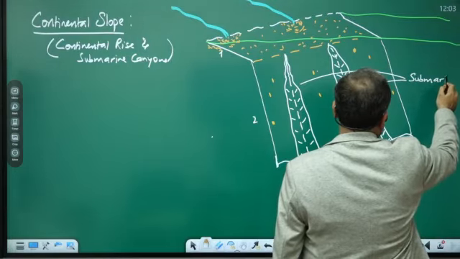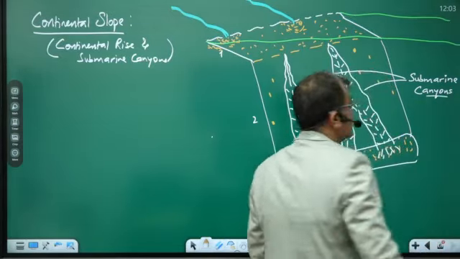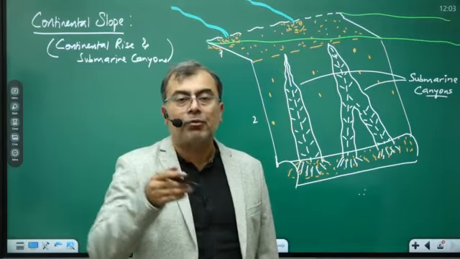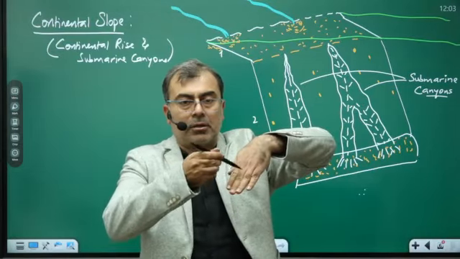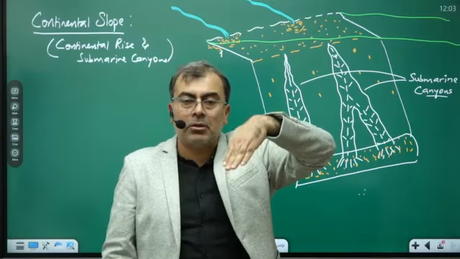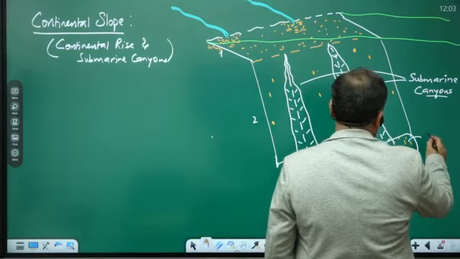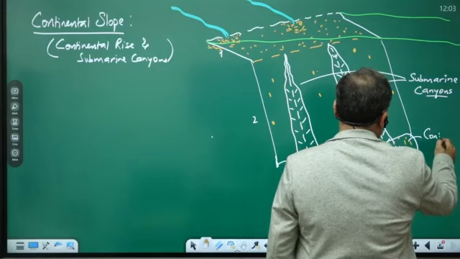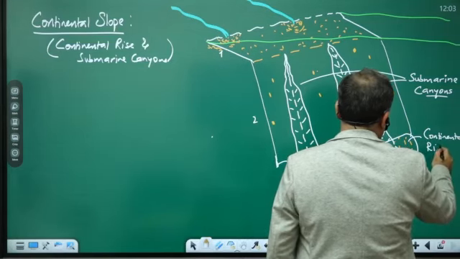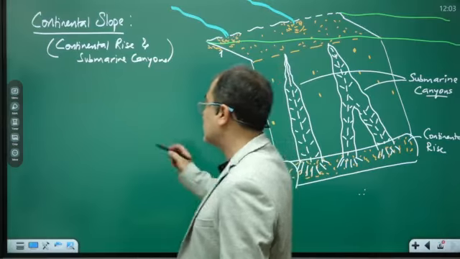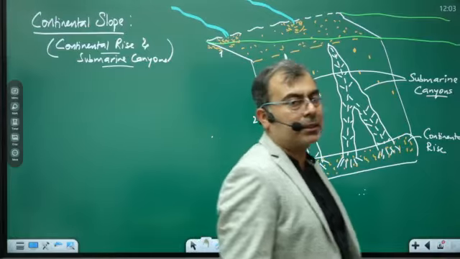These were called submarine canyons. Remember, canyons are what? V-shaped valleys, I-shaped valleys, vertical narrow furrows, gullies. Like if you see my hand, between the fingers there are grooves, no? So such grooves are seen in this. And at the bottom, we find a sedimentary feature, which is called the continental rise. That's what is written over here. Submarine canyons and continental rise.